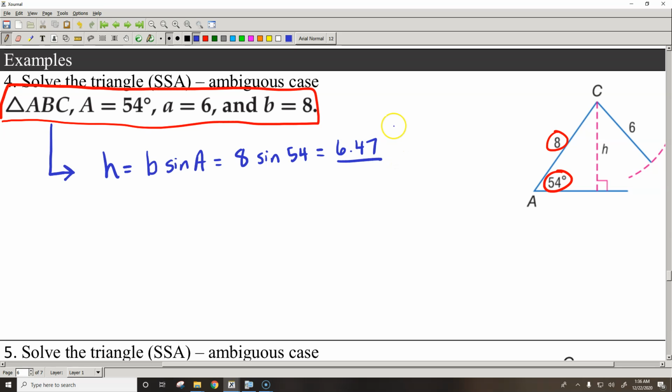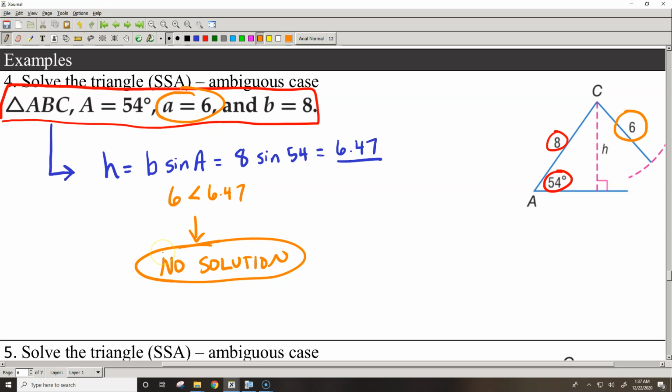So I know that my height is 6.47, and my a value here is 6, which is less than 6.47, right? So I have this a value 6, or in other words, this side length that you can think of as on a hinge, you can move that around. It's less than the height. 6 is less than 6.47, so you would know in advance that this is going to be no solution.